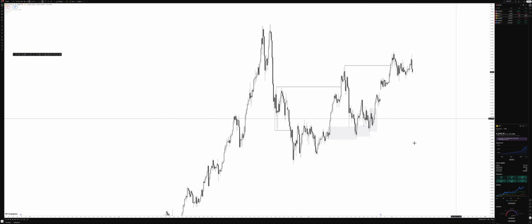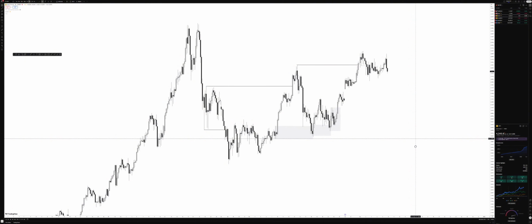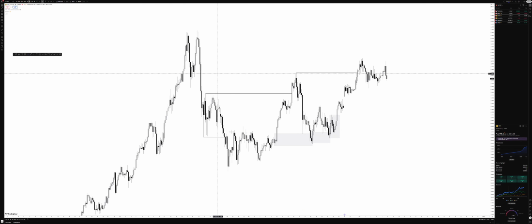Now let's zoom in closely. Since our swing structure is still bullish, we have that at the back of our mind. Now let's talk about the internal structure. So as you can see, this is the internal structure. So we have this swing low, internal structure low. We have this high, we have this low, right?